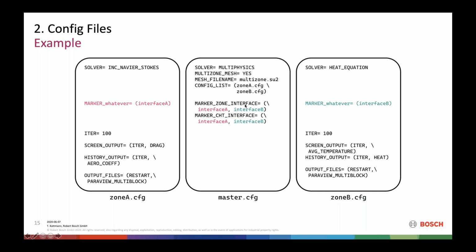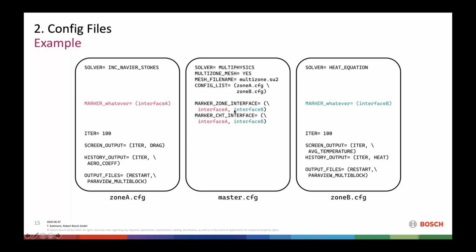Now we add the marker zone interface, and notice that in the zonal configs, I used some marker whatever here. So in the Navier-Stokes zone, that could have been marker heat flux, and in zone B, that could have been marker isothermal, for example, where I just use that to check whether the single zone computation is all right. Now I just write them as pairs into the marker zone interface, and here we just have one common interface, so it's just one pair.